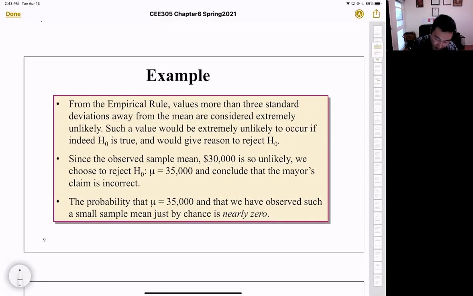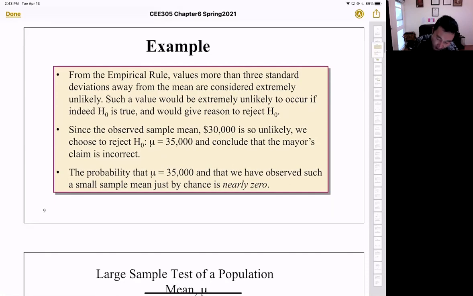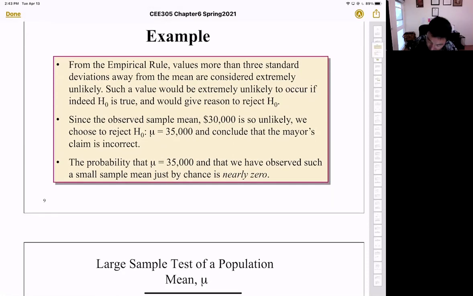And because the observed sample mean of $30,000 is so unlikely if we assume the mayor's claim is true, we choose to reject the mayor's claim, which is H0. So we reject H0, that the population mean is 35,000. So we can conclude that the mayor's claim is incorrect.